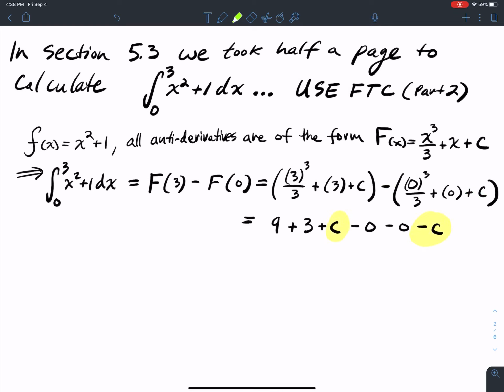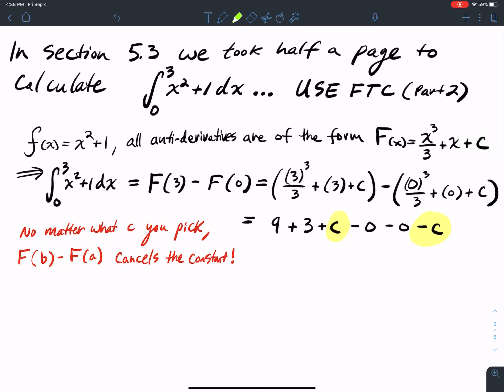So what do I notice? The c's cancel. No matter what c you pick for your constant of integration, whenever you calculate F of b minus F of a, they always cancel out. Okay, so that's kind of a cool fact there. We don't ever have to write out this constant of integration when we're using the fundamental theorem of calculus part 2, because the c's end up always canceling each other.